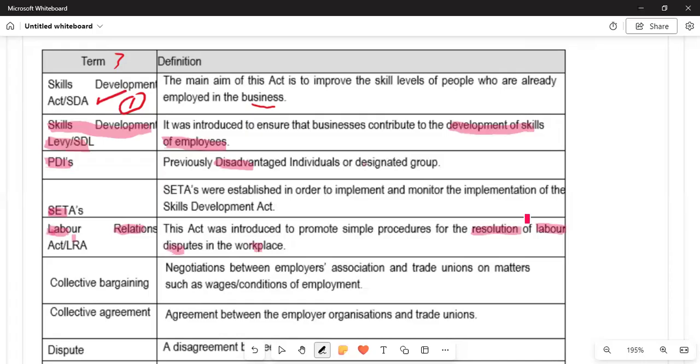Then we have collective bargaining. The definition is negotiations between employers' associations and trade unions on matters such as wages and conditions of employment. Collective bargaining simply says that employees will be represented by trade unions, whereas employers will be represented by the employers' associations if ever there are disagreements. Those are very important, so that there is harmony at the workplace.